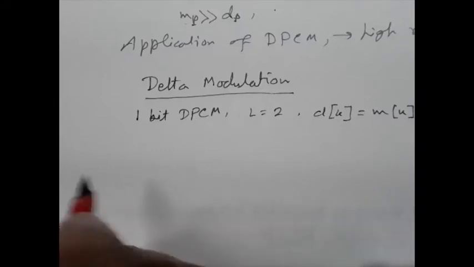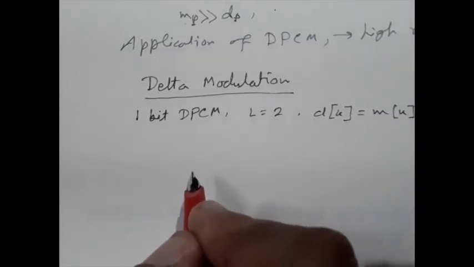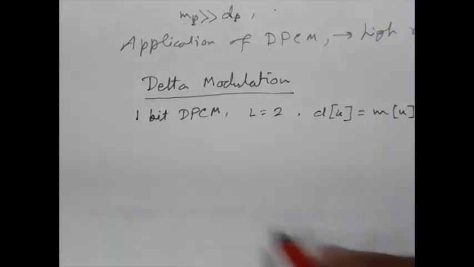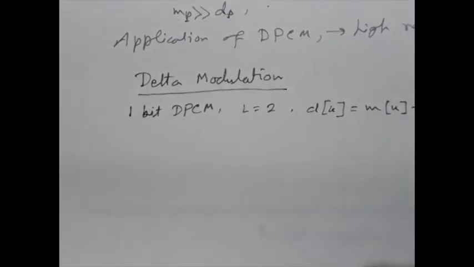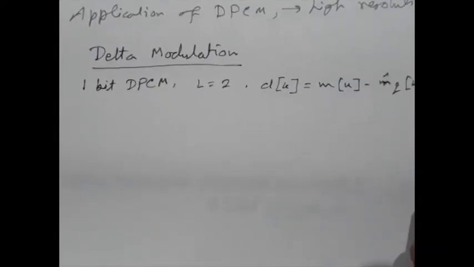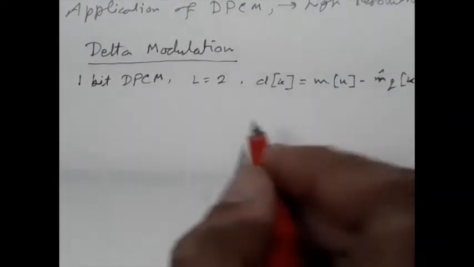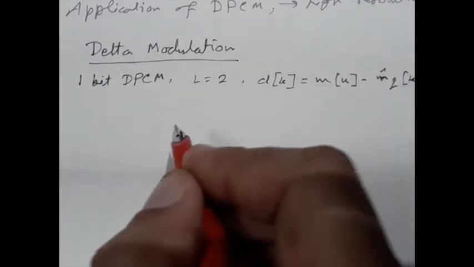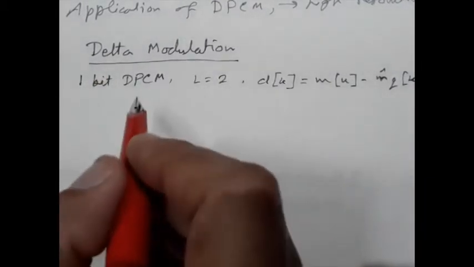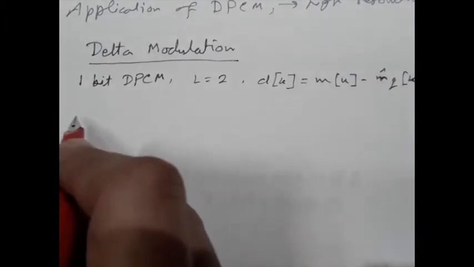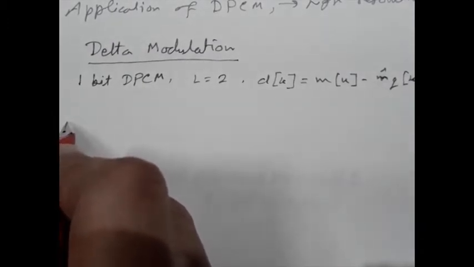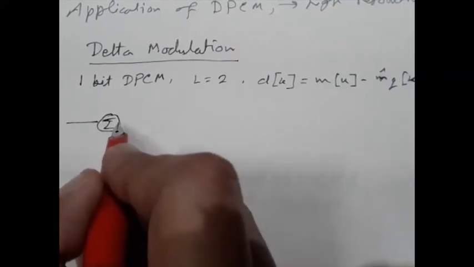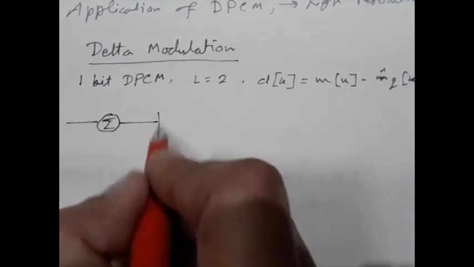Now in delta modulation, we use a first order predictor, and a first order predictor is nothing but a delay. So the circuit that we have already discussed in connection with DPCM will be almost identical for delta modulation, and the only difference is the predictor circuit. So let us redraw it.